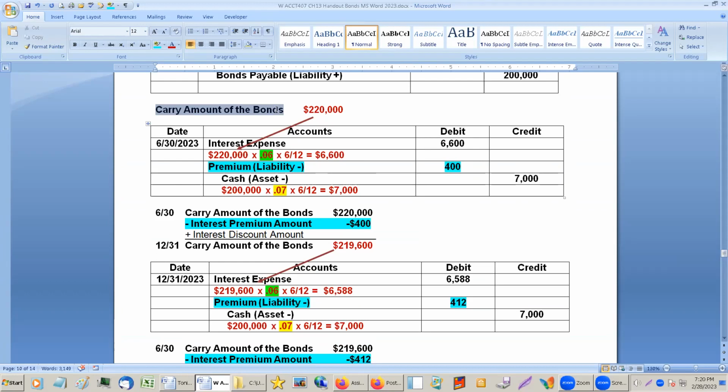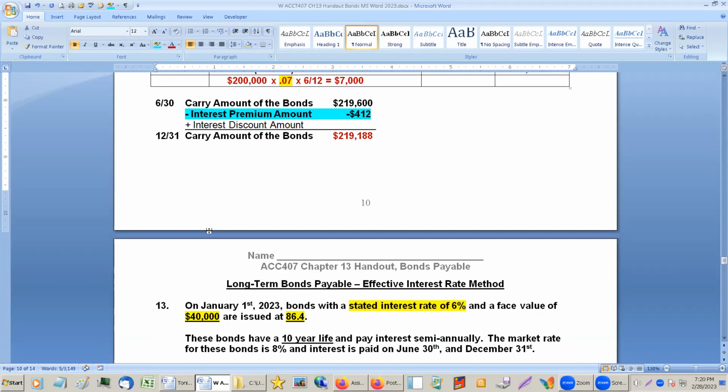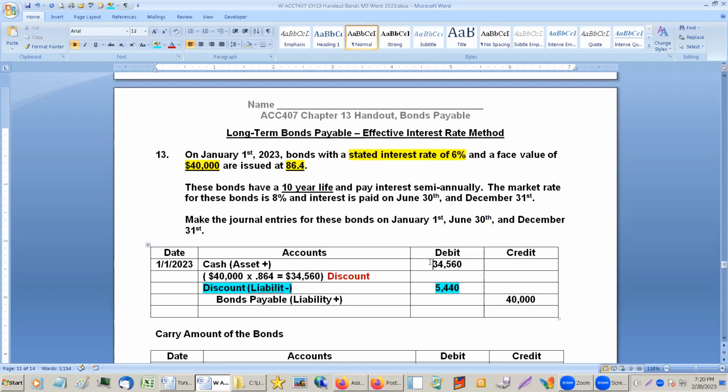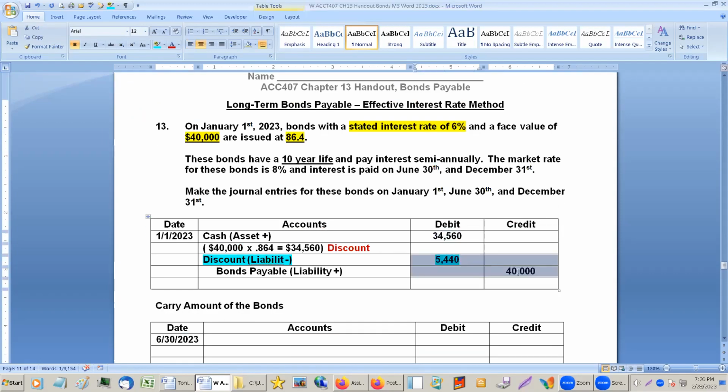Okay, carrying amount of the bonds. You can do it one of two ways. For the first one, you can just take the cash, or you can take the 40,000 minus the discount. Either way, you're going to get the same number, 34,560.